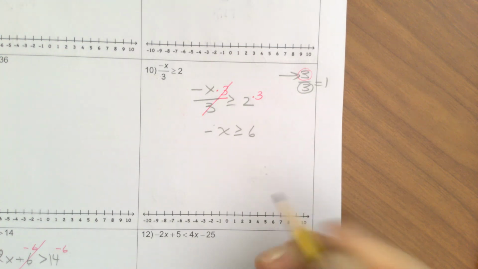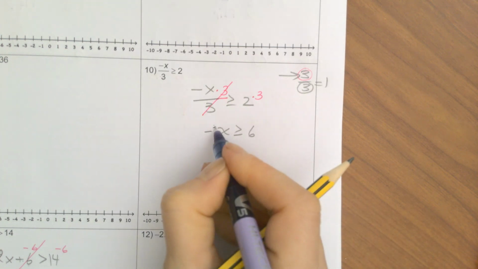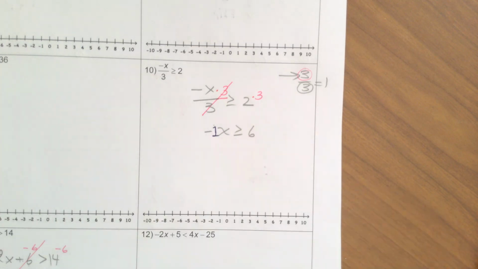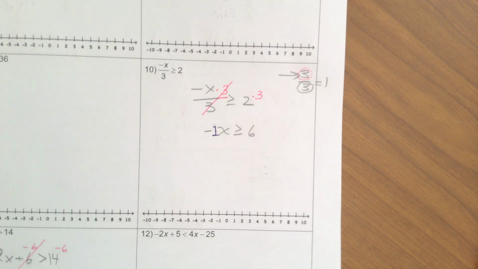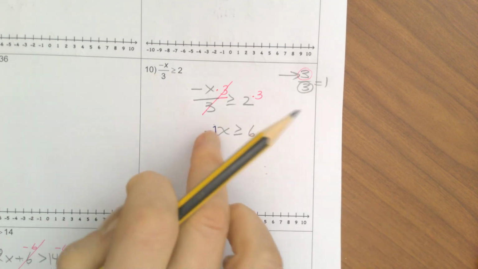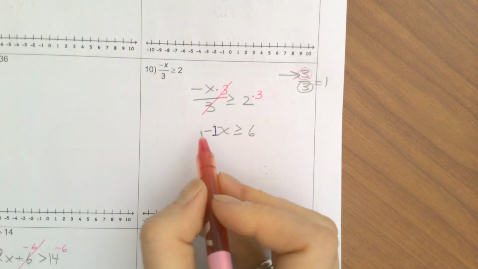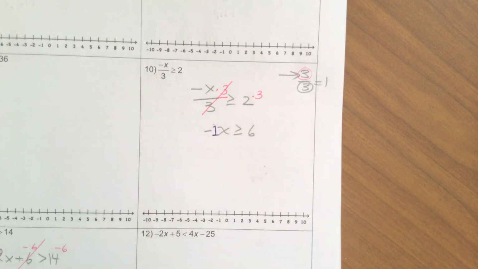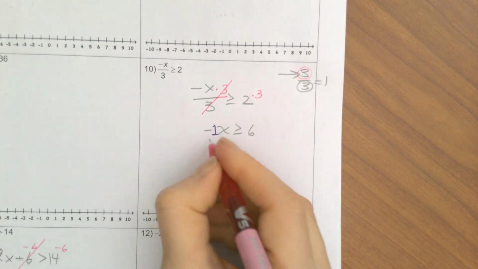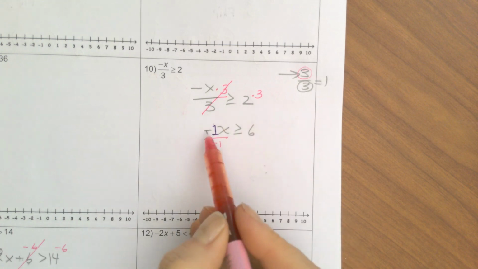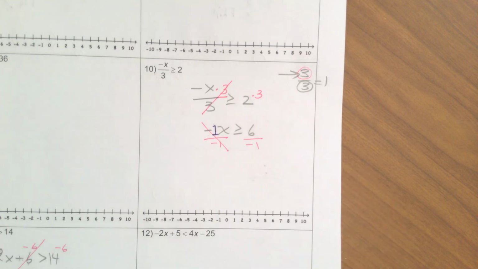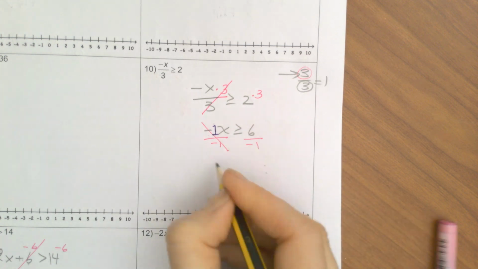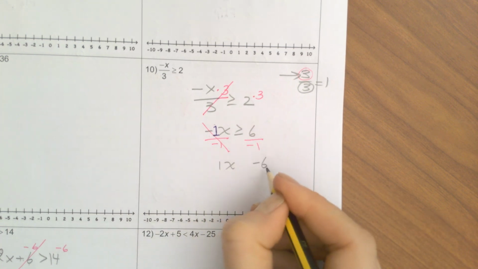Okay, what's the only number that can hide? 1, so let's put them in here. So x wants to be alone, so do I get rid of this 1 or the 6? Yeah, x wants to be alone, so you have to get rid of that 1. This is negative 1 times x, so the opposite of times is divide. And it has to be the same, so if this is negative 1, you have to do exactly the same. That's 1, and so I have 1x, and that's a negative 6.